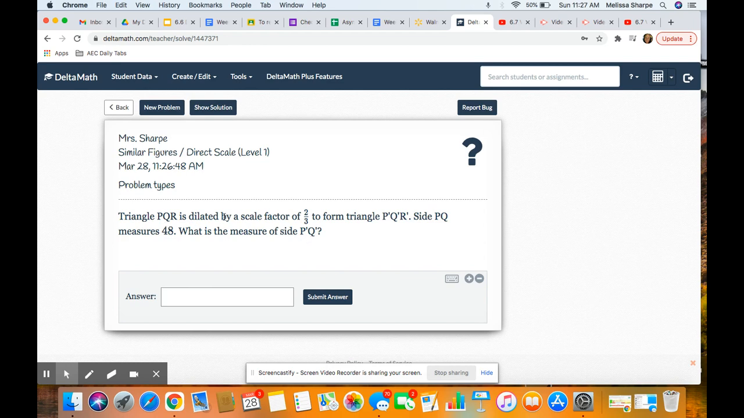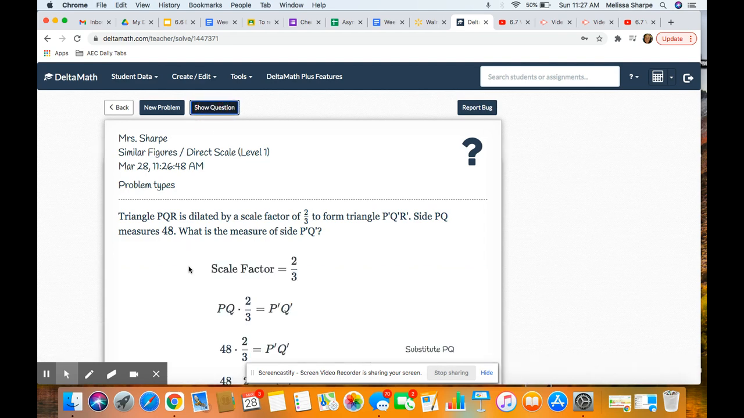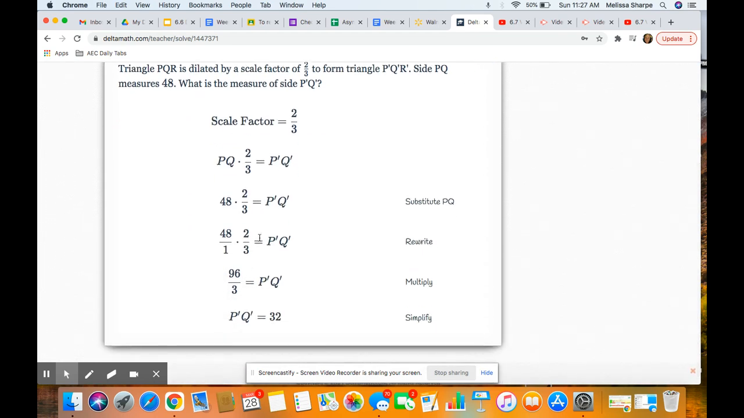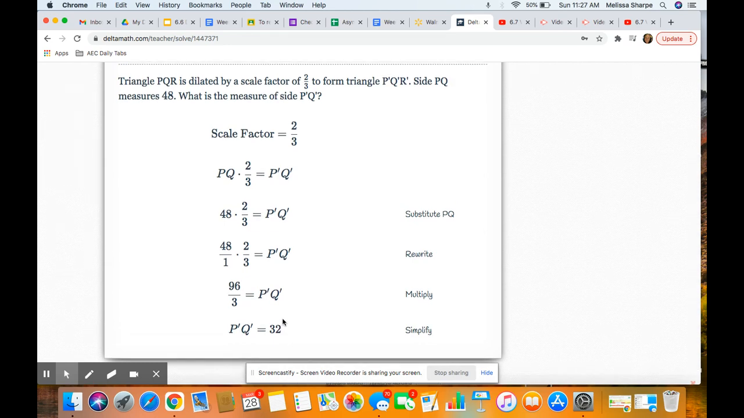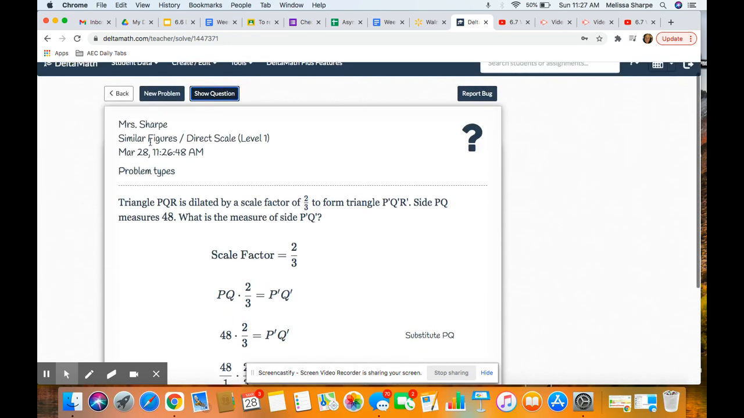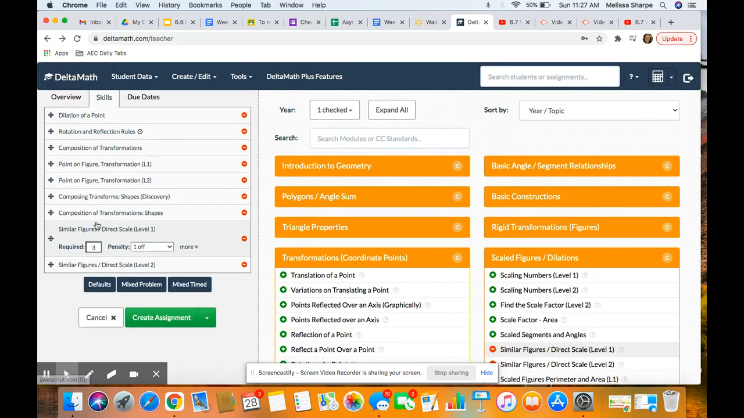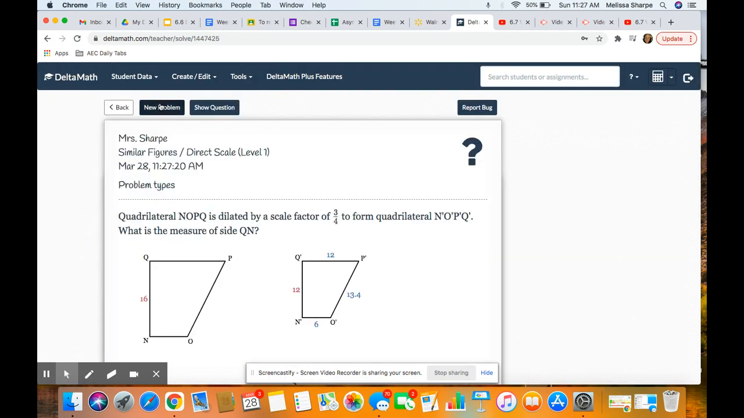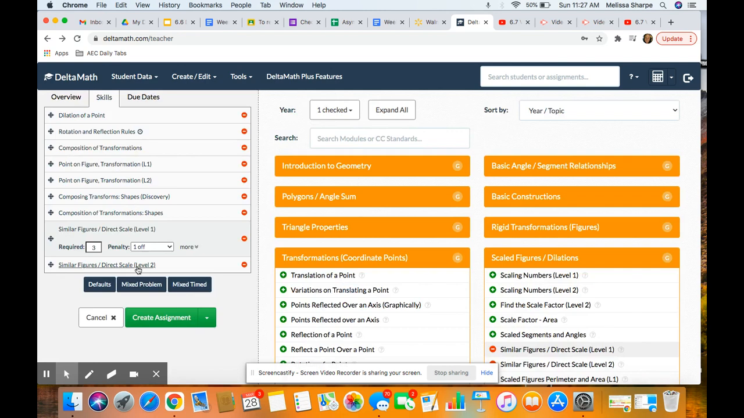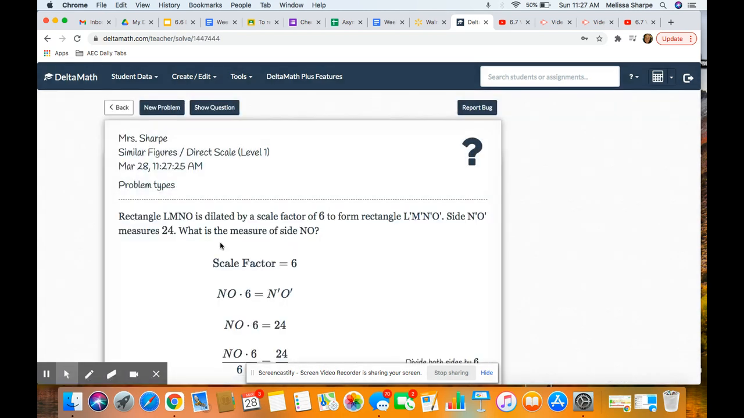So all we would have to do is multiply 48 times 2/3. 48 times 2/3 would give you 32. So the measure of side P prime, Q prime is 32. That is what all the questions in this one are like. Well, maybe not. Let's see.